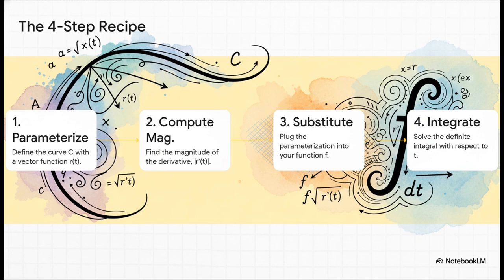Well, there's a fantastic 4-step recipe that works every time. First, you parameterize. You turn your curve C into a vector function, r of t. This is how we get it into a language algebra can understand. Second, you compute the magnitude of the derivative, that's r prime of t. This part is kind of the magic trick. This gives us that ds element, but in terms of t, which we can actually work with. Third, substitute. You just plug your parameterization into your original function, f. And finally, step 4, integrate. You solve the new, much friendlier definite integral with respect to t. Let's see how it works.